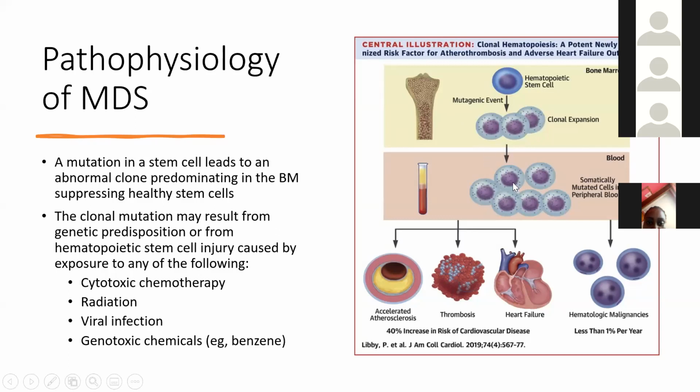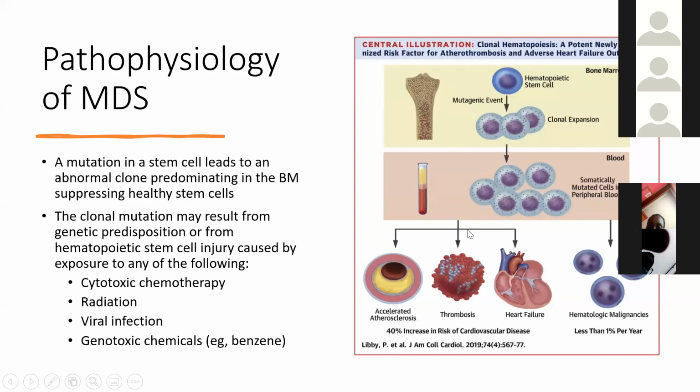These mutated stem cells will also be seen in circulation in the peripheral blood, but they will also crowd out the normal stem cells in the bone marrow. And because these cells do not function normally, we have a state known as ineffective hemopoiesis, where there is proliferation of cells, but they're not giving rise to normal blood cells.